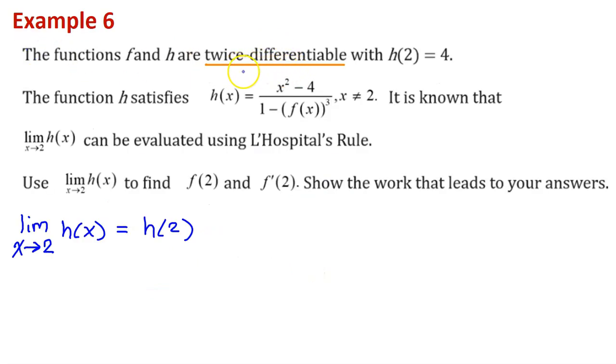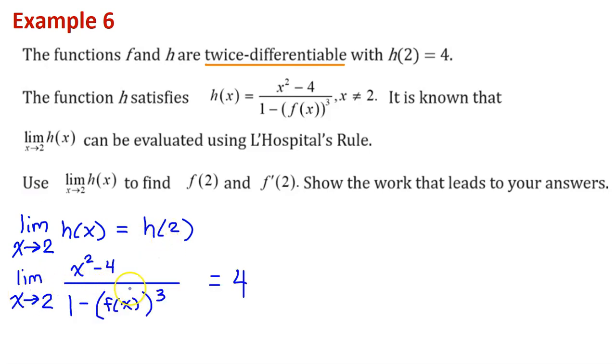Just to recap, if h is differentiable everywhere, that means h is continuous everywhere, including at x equals 2. So according to the definition of continuity, that means the limit as x approaches 2 of h of x is equal to the value of h at 2. On the next step, I'm going to substitute this expression for h of x right here. Also, we know that h at 2 is equal to 4, so I'm going to substitute that value right here.